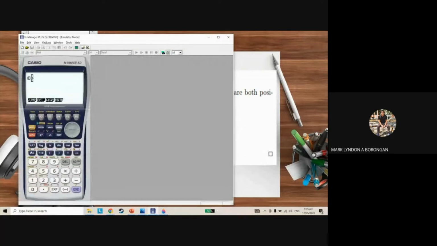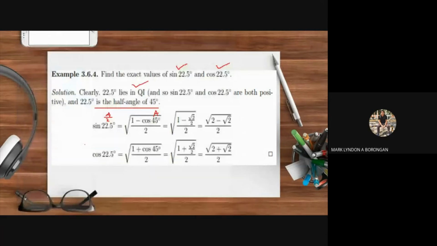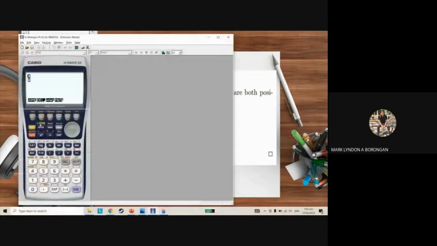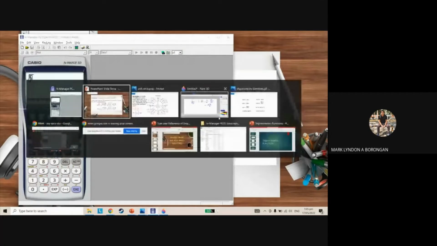Let's use the calculator. Press this, under the square root. Okay, the square root of this: 1 minus cosine of 45.